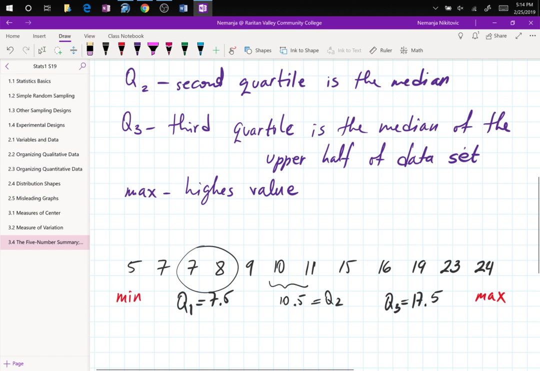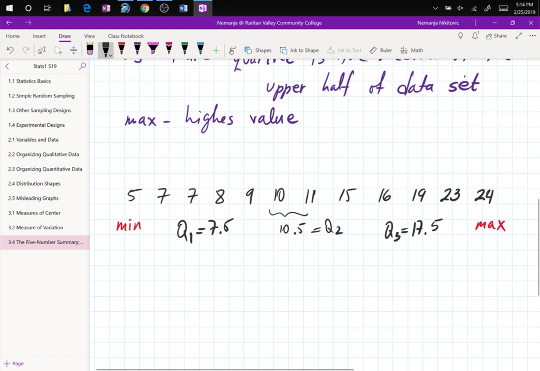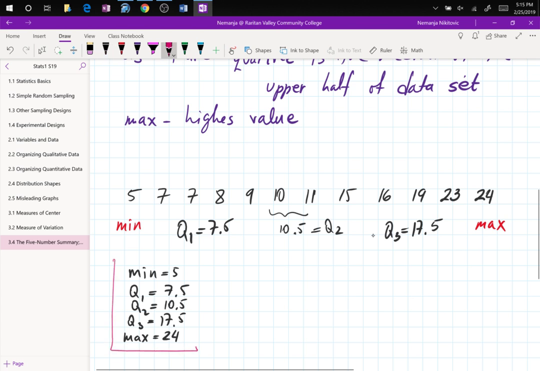And that gives us our 5-number summary. Then you can just write the 5-number summary. Min is 5, Q1 is 7.5, Q2 is 10.5, Q3 is 17.5, and max is 24. And then you box that, and you have your 5-number summary answer. That's what we're looking for.